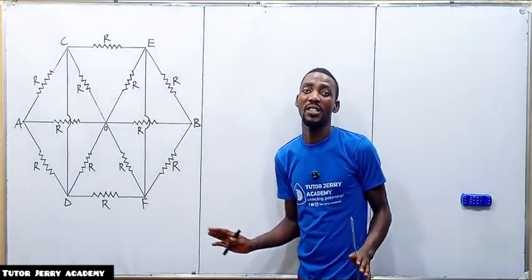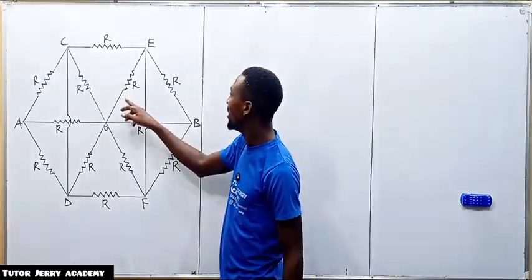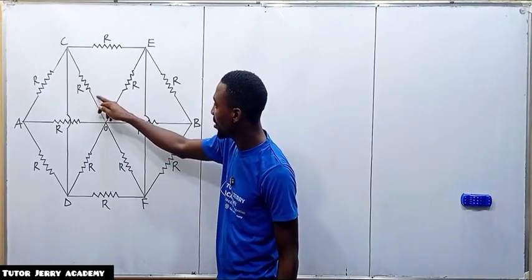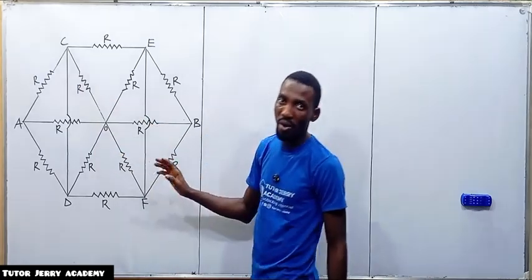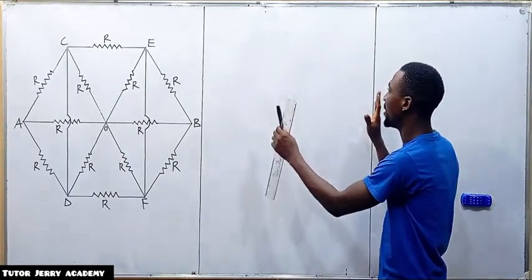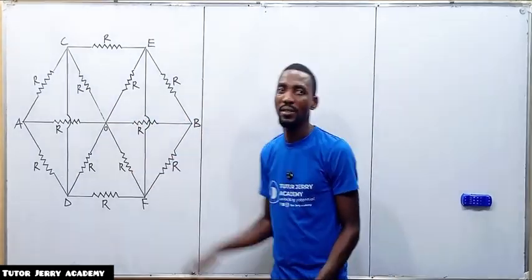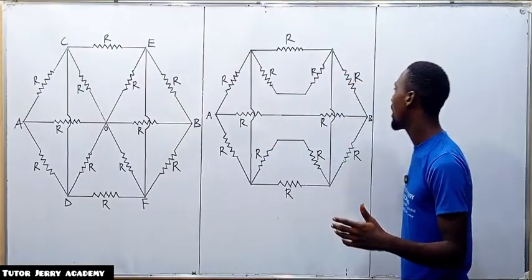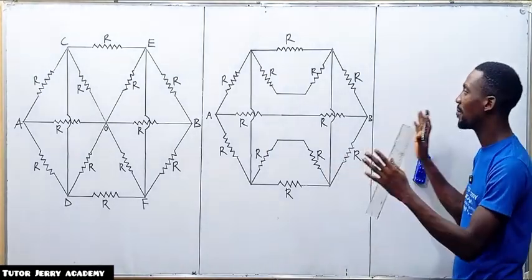So the meaning of this is we can redraw this circuit, and we can connect this resistor here directly to this resistor here directly to this resistor. So I'm going to be redrawing the diagram here, connecting this to this to this. All right, so we are going to continue now. I hope you can see the diagram clearly now.